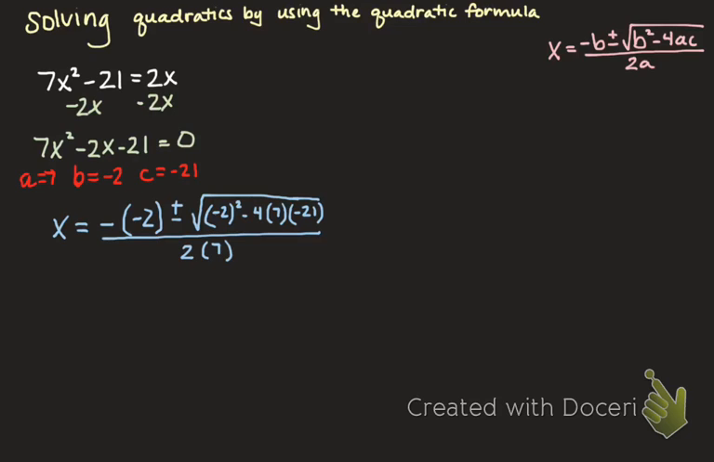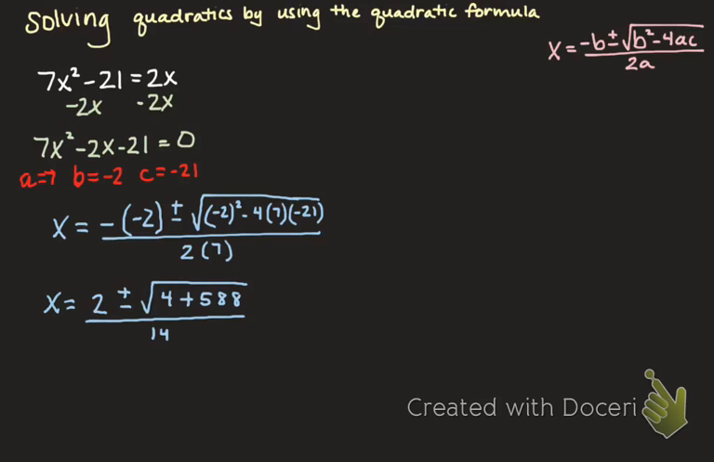So now we're just going to take our time and slowly solve this. So we have x equals, we have a -2, which will make a +2, plus or minus the square root. -2 squared is going to give us a +4. And then we need to multiply all of this. So we have -4 times 7, which will give us -28, times the -21 will give us a +588. So just be really careful whenever you're dealing with multiplying negatives. Divided by 2 times 7 is going to give us 14.